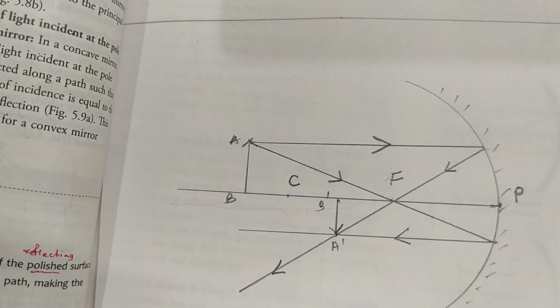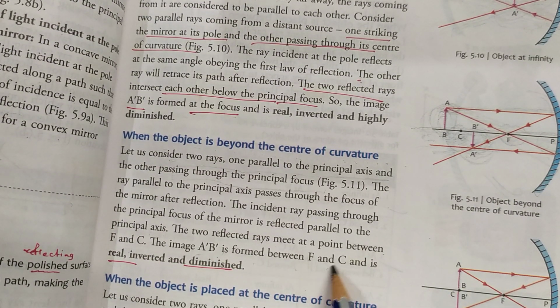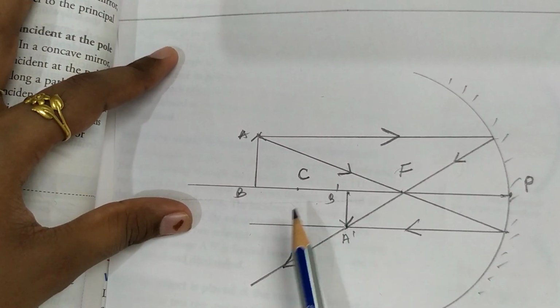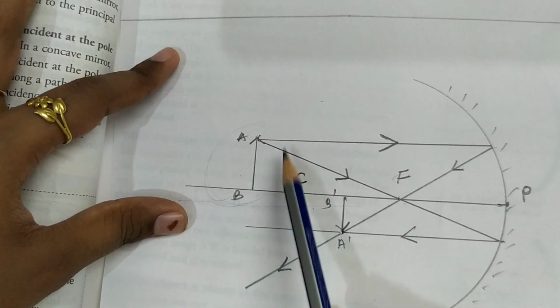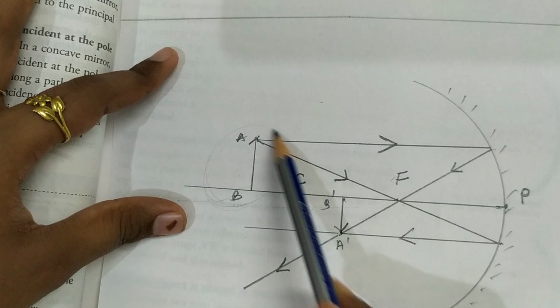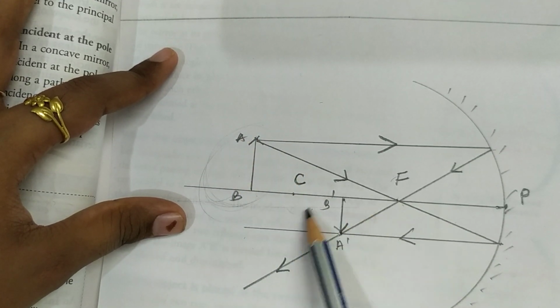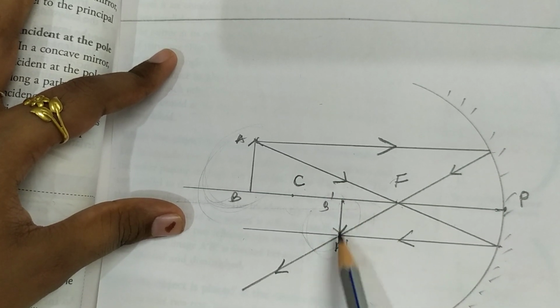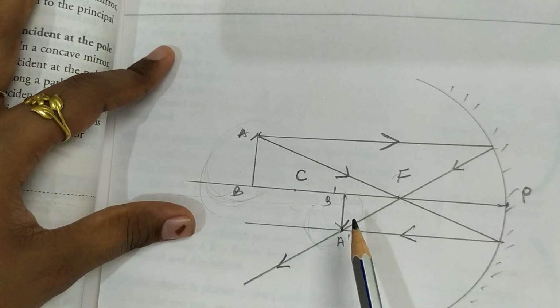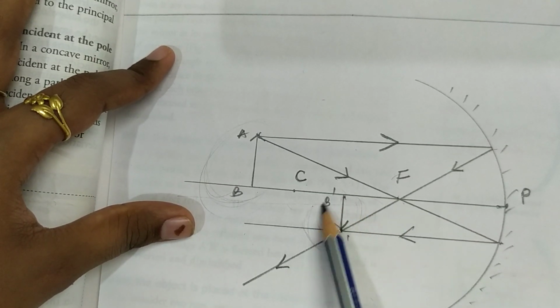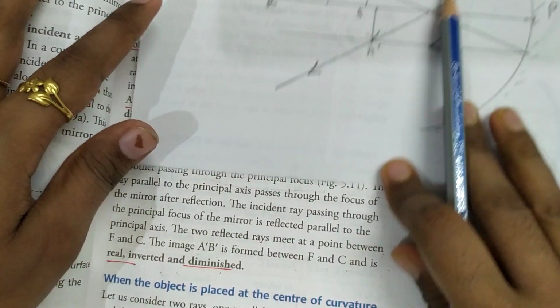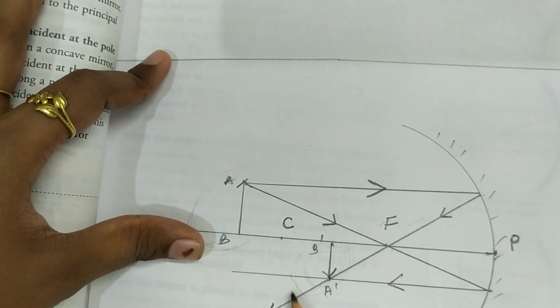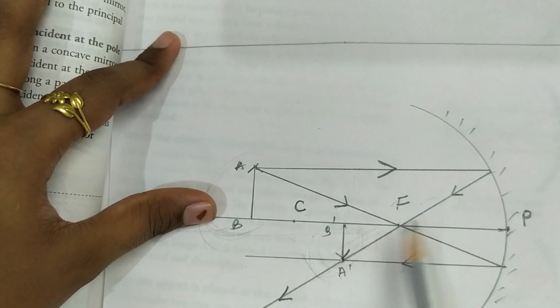Now you can see the same thing in your book also. In this diagram, you can see here the image A dash, B dash is formed between C and F and is real, inverted and diminished. You can see the image is formed between C and F whenever the object is lying beyond C. Whenever our object lies beyond C, beyond the center of curvature, where will our image form? Between C and F. And what is the nature of the image, child? First of all, the image is upside down, means inverted. Then you can see the size is quite decreased, so it means it is diminished, highly diminished or diminished, and the image is real. Real means the image is formed because of the actual intersection of these rays.